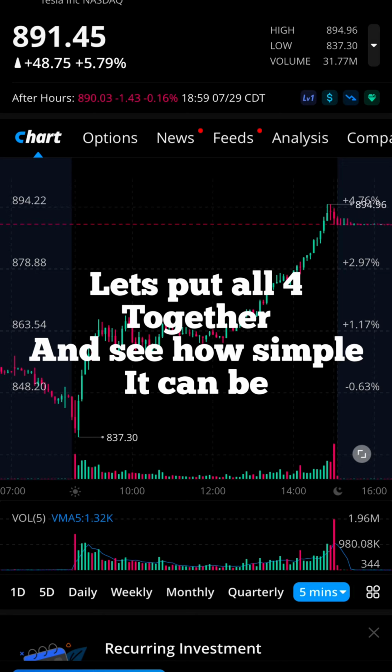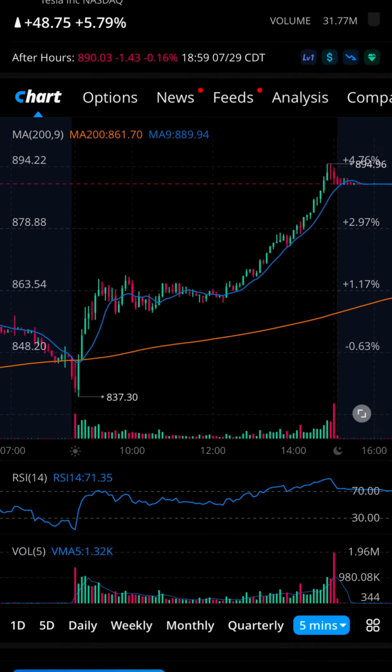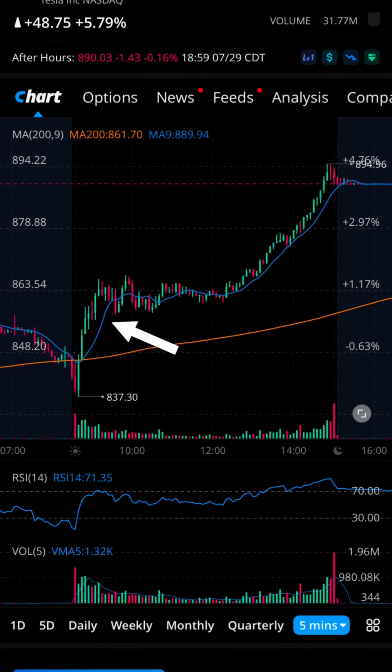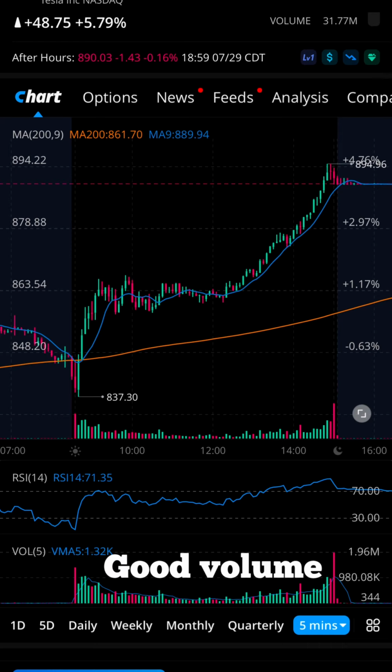Now let's put all these indicators together and see how it all comes together, and I'll go over these entry and exit points so you can see how much sense it makes and how easy it is to use and look at. Now you can see all of this together: the short-term SMA, the long-term SMA, the RSI down below that, and then below that is the volume. We can see the volume looks good. We have plenty of volume for this trade.